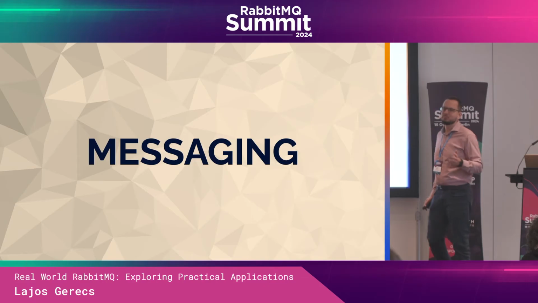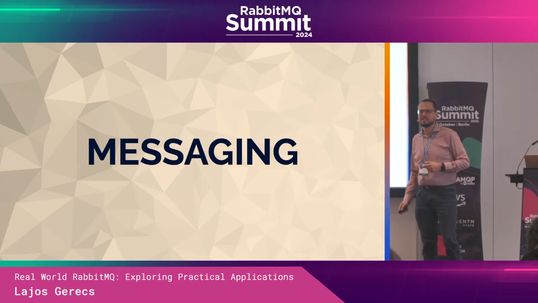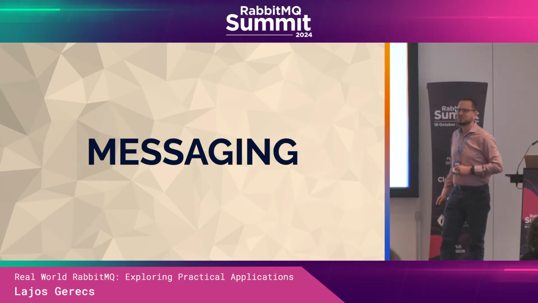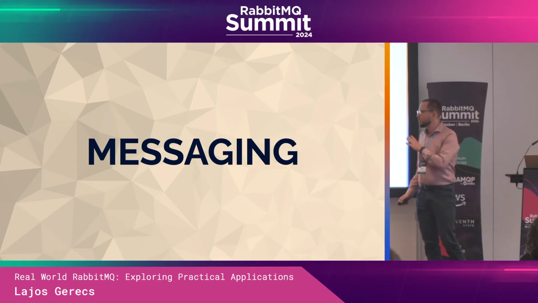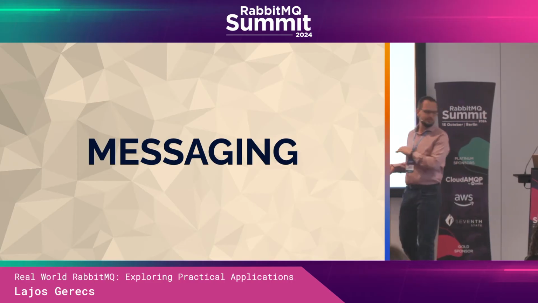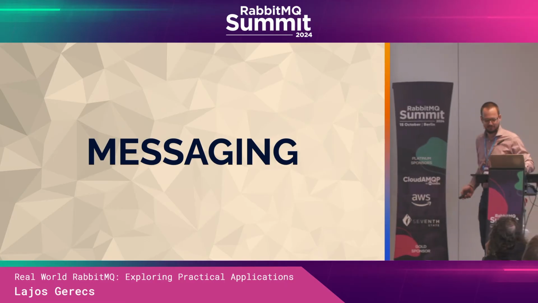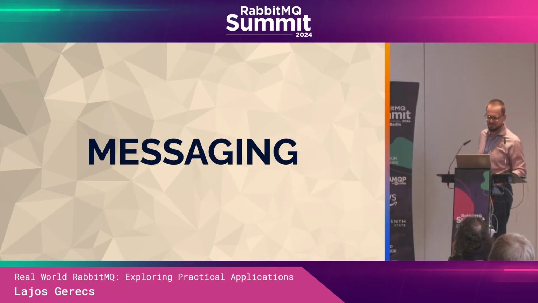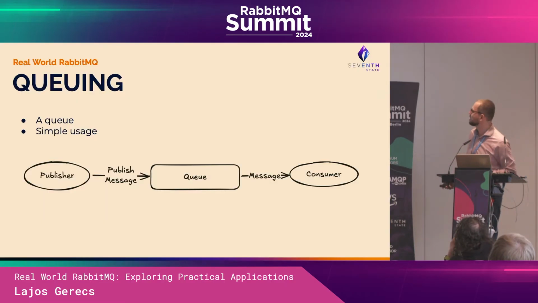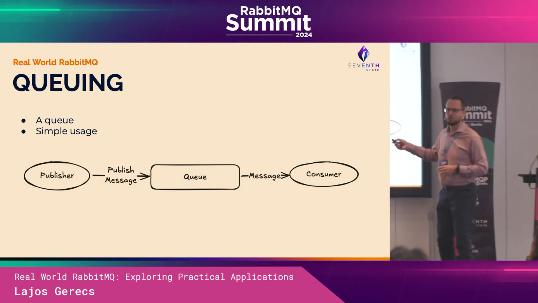So start with the messaging part. I guess it's not really a surprise to anyone that RabbitMQ is a message broker. So the simplest use case, which, sorry, Zoom just finished converting. Yeah, is like one queue, right?